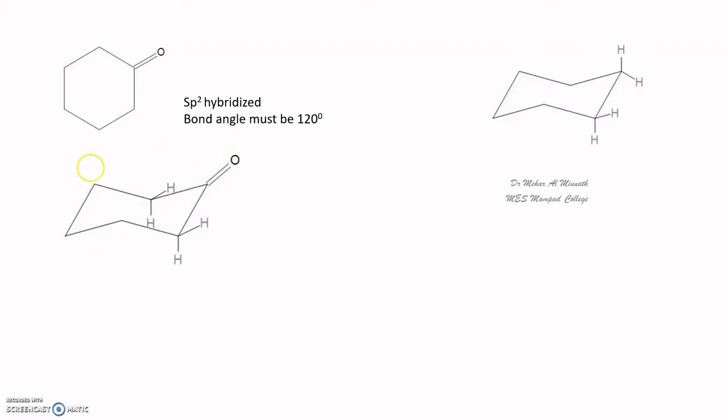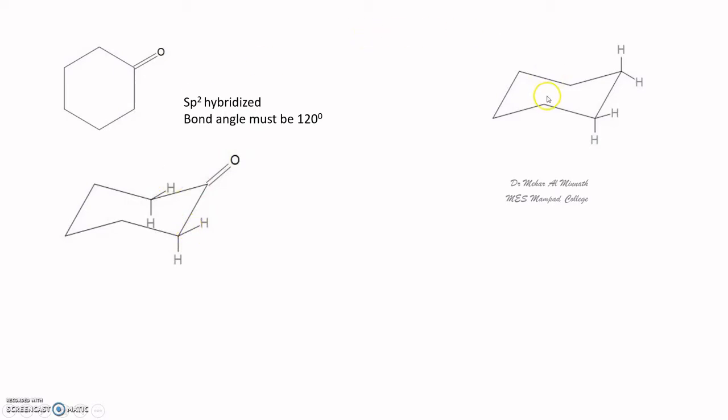Because of this sp2 hybridization of the carbonyl carbon, the carbon atoms adjacent to the carbonyl carbon and the carbonyl carbon all remain in the same plane. When we look at the three-dimensional model, it will be very clear. And one more thing, the equatorial hydrogen atoms adjacent to the carbonyl carbon are eclipsing the carbonyl bond. So you can see here the C double bond O is eclipsed by the equatorial CH bonds.